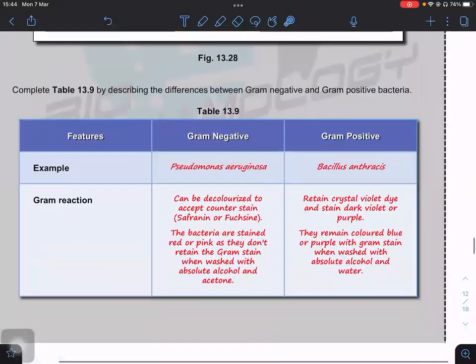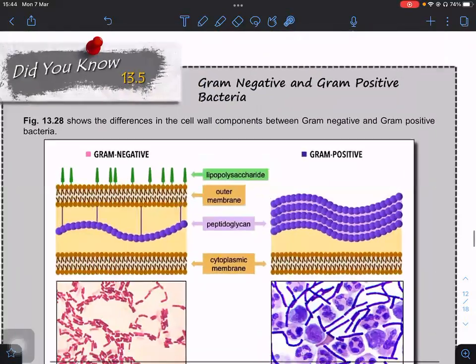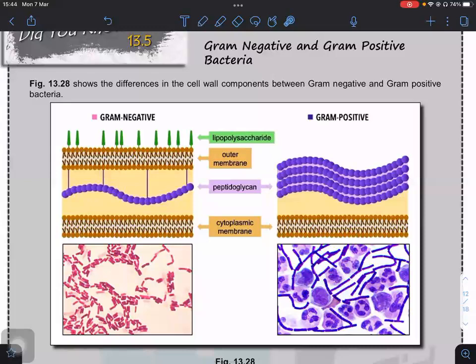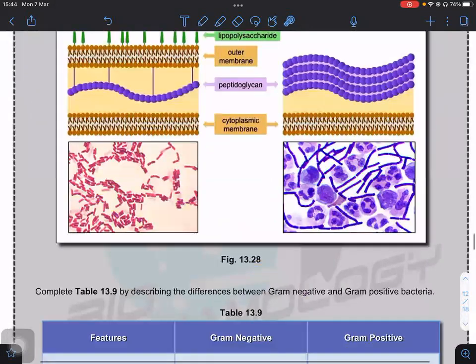Now, this is for your information only. Do not memorize this, because in the exam, if a gram-positive or gram-negative bacteria question comes out, you just need to look at the diagram and answer the question. Are you clear? You're not required to memorize. Okay, so for information only.